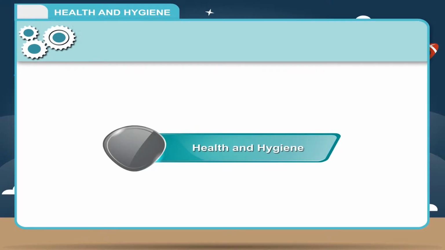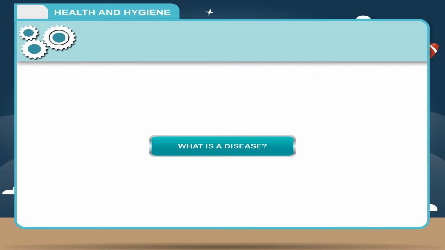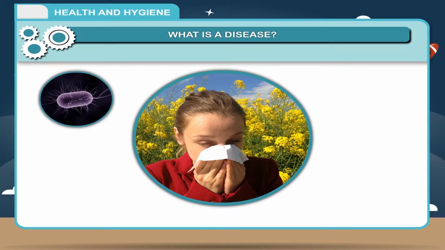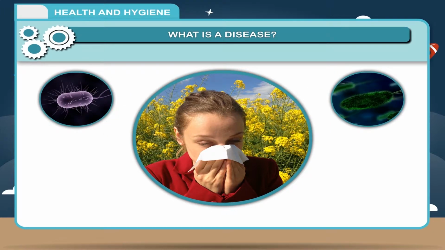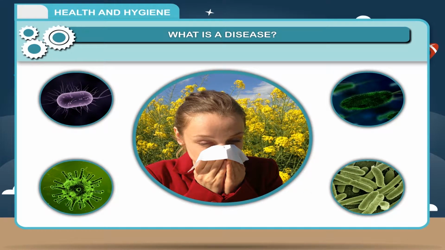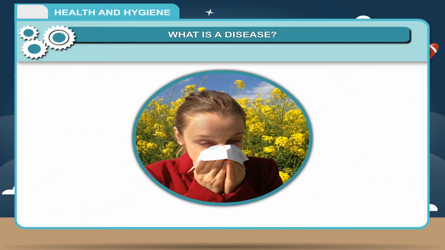Health and hygiene. What is a disease? An illness caused by an infection or a deficiency is called a disease. A disease causes some harmful changes in the body called symptoms. They interfere with the normal functioning of the body. The symptoms indicate the particular disease a person is suffering from.